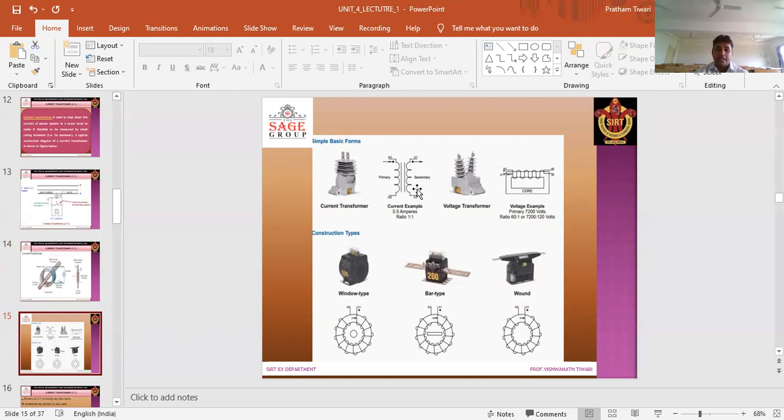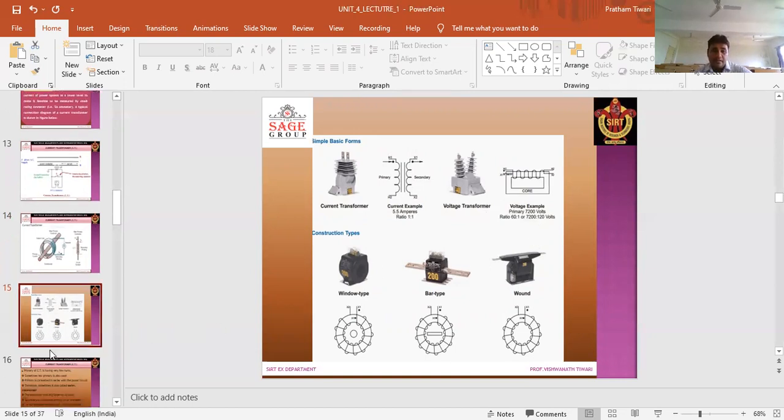This is the equivalent circuit type representation of the current transformer. This is the block diagram type representation of the voltage transformer you have seen.